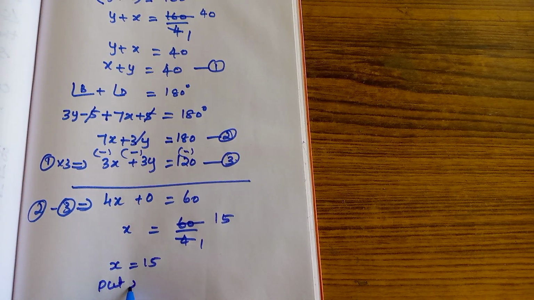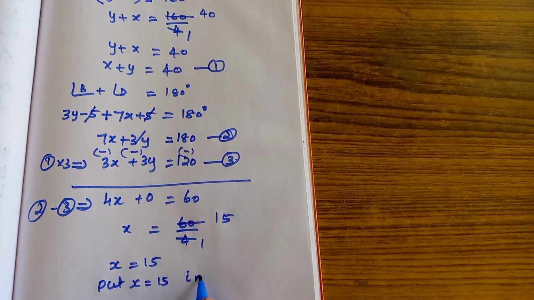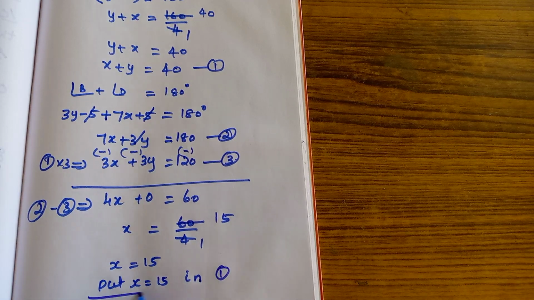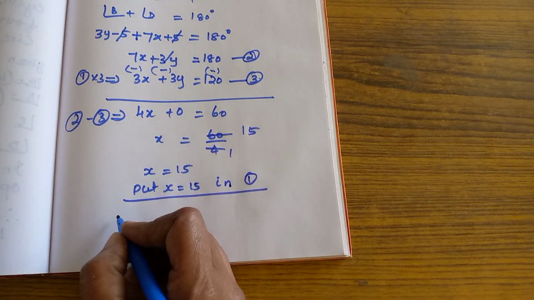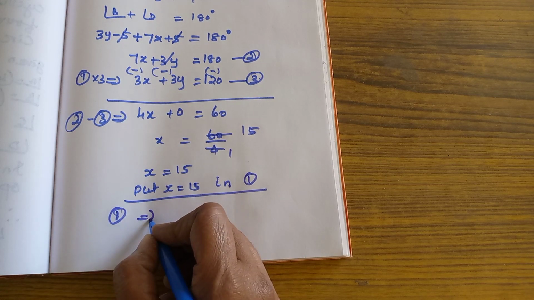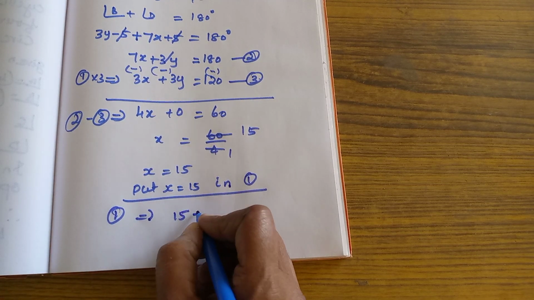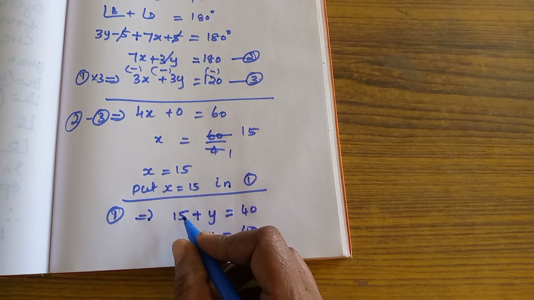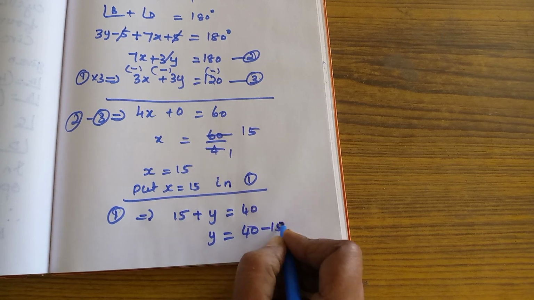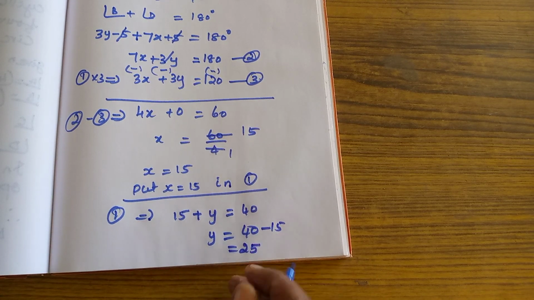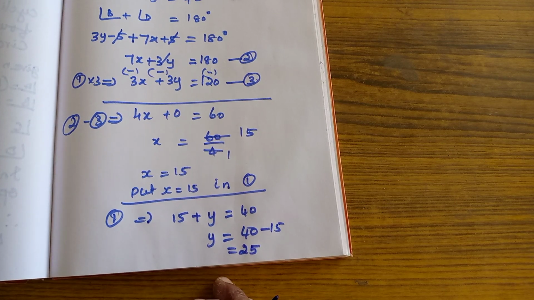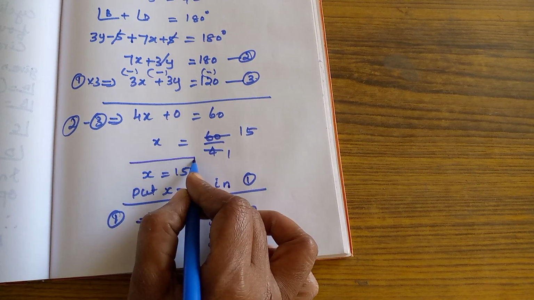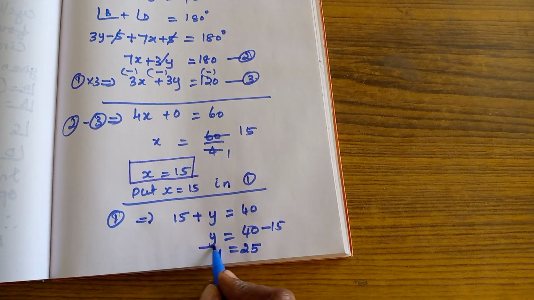Put x equal to 15 in any one equation. Equation 1 is a smaller equation, so select equation 1. x is 15, plus y equals 40. From here, y is equal to 40 minus 15, which is equal to 25. Now each angle we have to find out one by one. x is equal to 15, y is equal to 25.